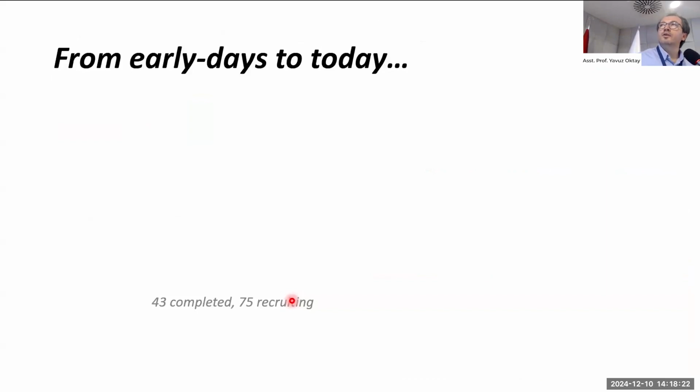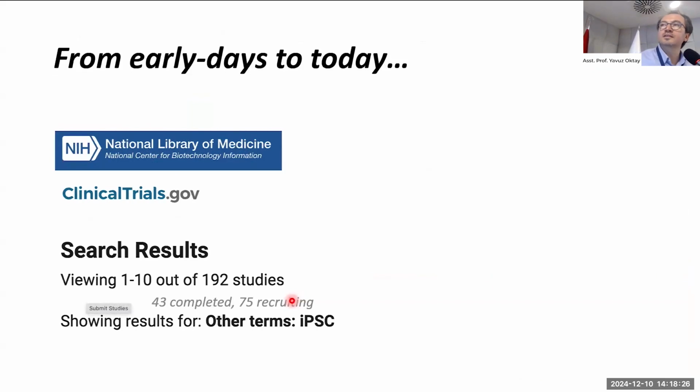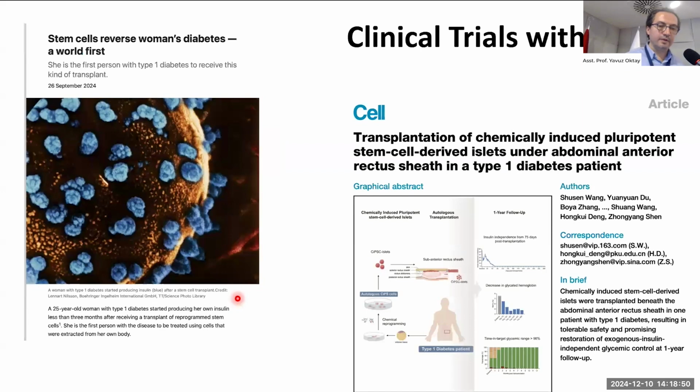Okay, from early days to today, what changed? I skipped ahead because of all these studies in the meantime, we cannot mention every single one, but I just checked the most recent clinicaltrials.gov website and found that if you search for iPSCs, 192 of them come up. 43 of these are completed already, and 75 are recruiting. And this is one of the most recent ones.